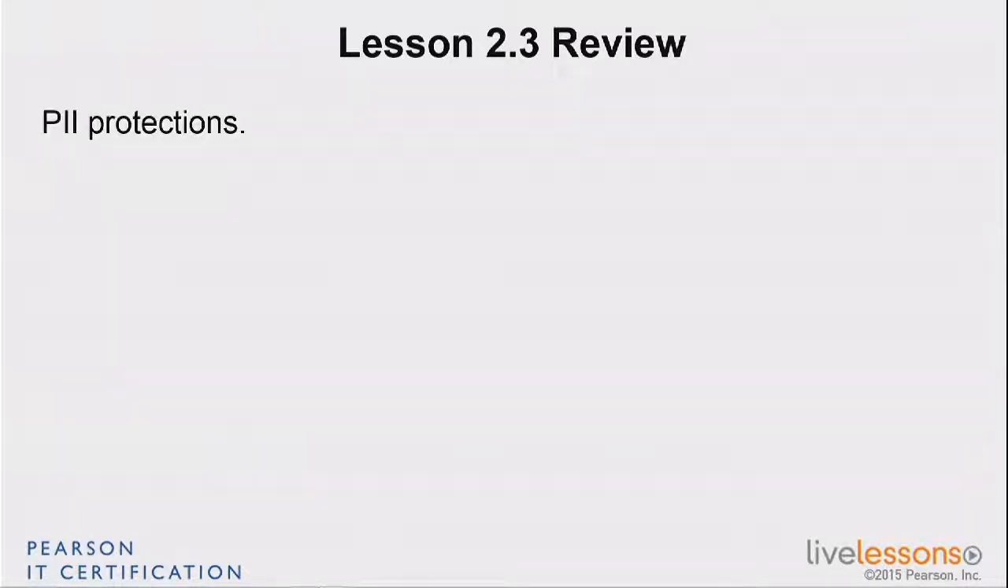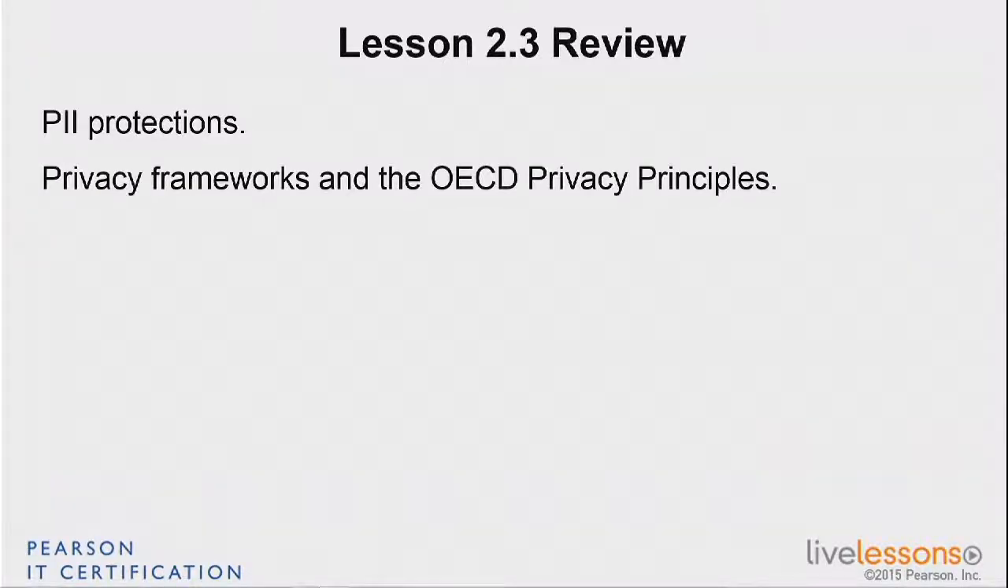So let's do a lesson 2.3 review. We started with talking about PI protections, PII, PI, and PPI. We discussed the idea of a privacy framework, and we went through each of the OECD privacy principles. And then lastly, we looked at what might end up in a privacy policy and what would be in a privacy statement that you would provide to your customers or your consumers or your employees.